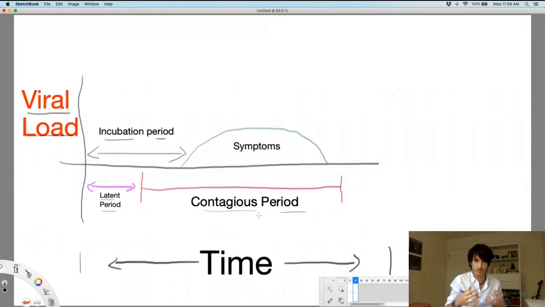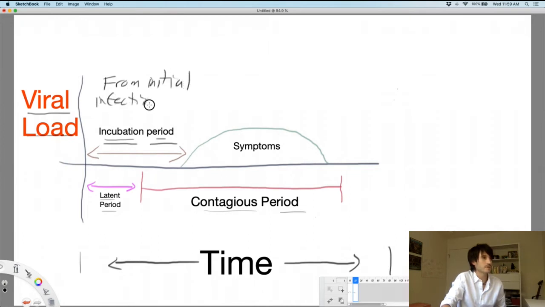I'm now going to go through each one of these to tell you exactly what they mean so you can know exactly what the scientific community is trying to convey when we're saying you can be contagious and not know it. So first off, let's start with incubation period. The incubation period describes the amount of time it takes from when you are infected with that first virus particle until you start to show symptoms. So we'll say from initial infection until symptoms arise.